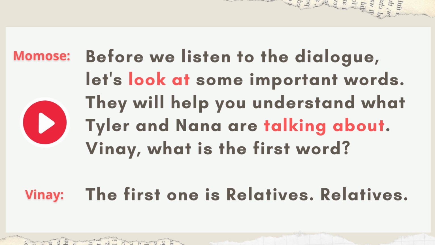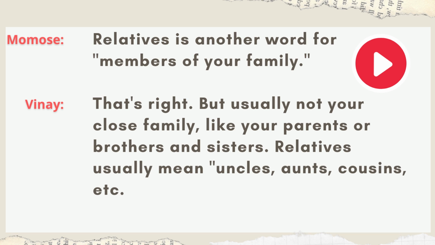Vinay, what is the first word? The first one is relatives. Relatives is another word for members of your family. That's right, but usually not your close family, like your parents or brothers and sisters. Relatives usually mean uncles, aunts, cousins, etc.